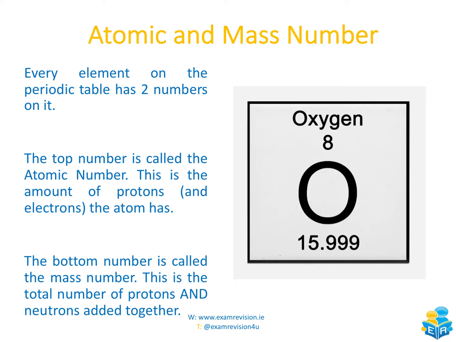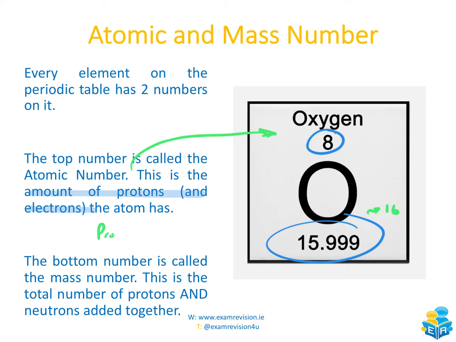Every element on the periodic table has two numbers on it. We have a smaller number and we have a larger number. And more often than not, that's going to be rounded to the nearest whole number. So for oxygen, that's going to be 16. The top number is known as the atomic number. And the atomic number details the amount of protons and actually electrons that a particular element has, okay? Because the protons and the electrons are always going to be equal to each other.